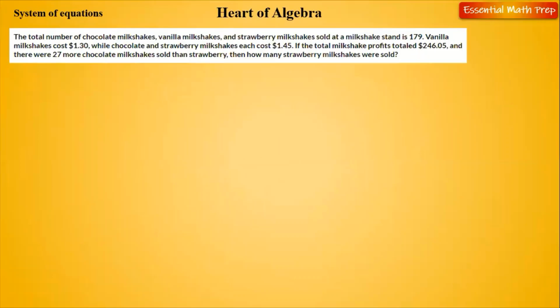Let's go to the second problem. This is a rather lengthy problem, and this is the only problem in all of the problems that sort of has this unique complexity to it. So let's go ahead and solve it. The problem states, or at least the problem wants, how many strawberry milkshakes are sold.